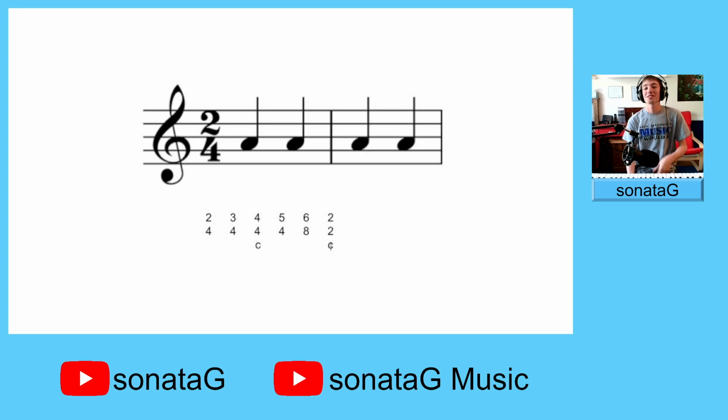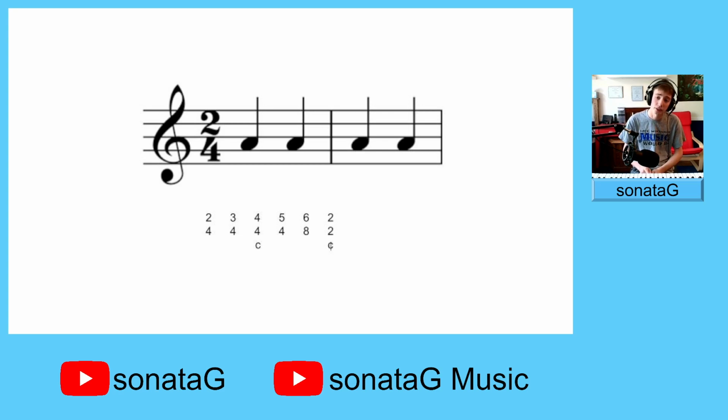Okay. So the 2-4. What this means is the top number is how many beats we have in a measure, and the bottom number is what kind of note gets the beat. So here we have 2 on top, so there's 2 beats in a measure. The bottom number is 4, which means that the quarter note gets the beat. If the bottom number were, say, 2, the half note would get the beat. If it's 8, the eighth note would get the beat.